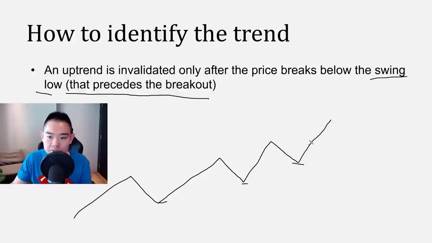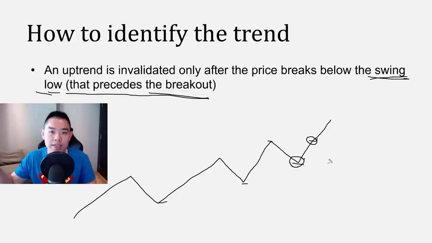So you can see over here, previously, this was the breakout point, right? Over here, this is the highs, and the market broke out over here. So this is the breakout point. Now, where is the swing low that precedes the breakout? The word precedes means before. Where is the swing low that happened before the breakout? So you can see that the swing low that happened before the breakout is this swing low over here.